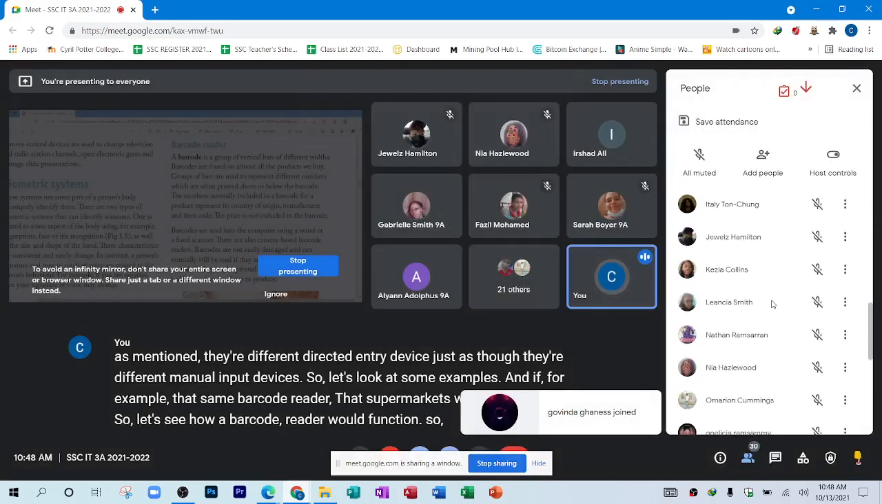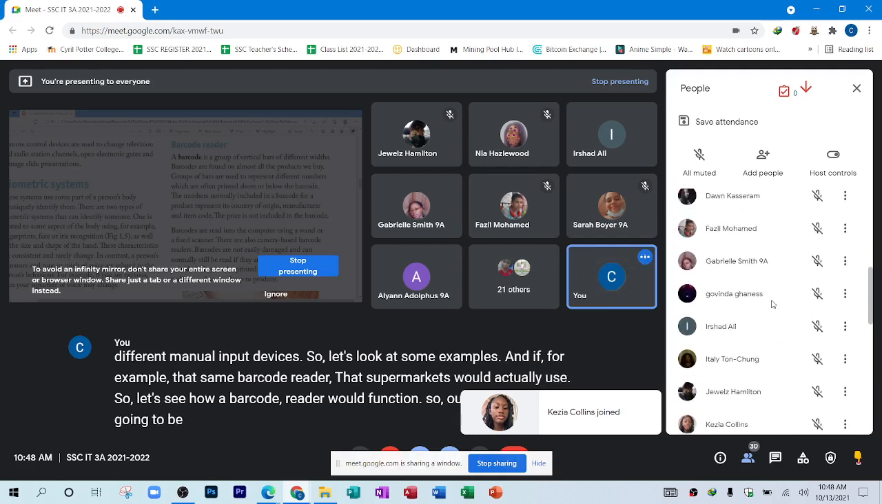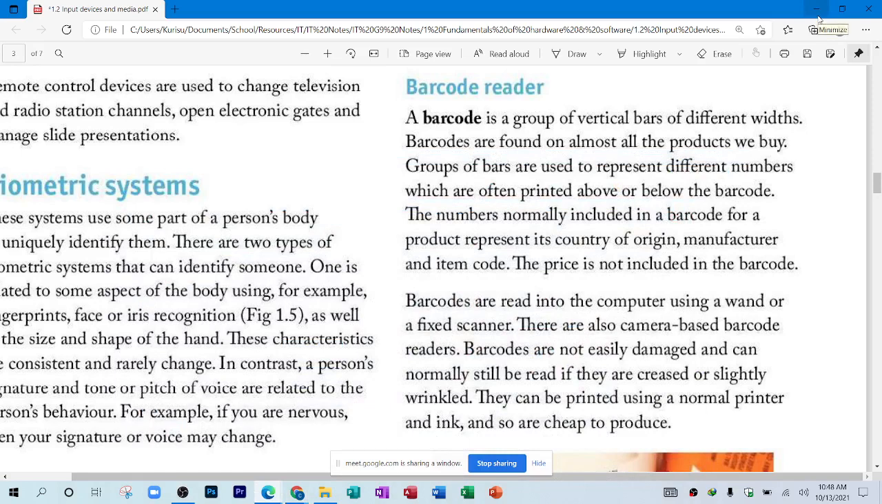So our next reader is going to be Govinda. Govinda. Yes, sir. I just joined. Came in. You're reading the barcode reader, the two paragraphs. Okay.